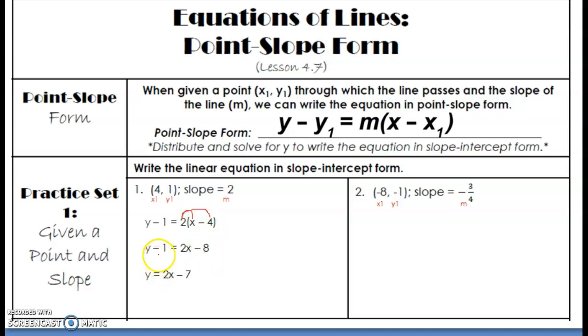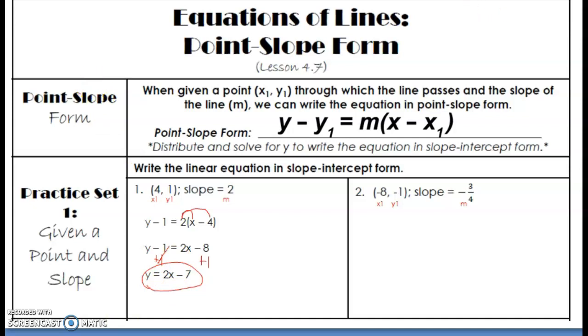Last step, to get y by itself, to make it look like slope-intercept form, y equals mx plus b, we add 1 to both sides. And I add it to the thing that does not have x, because those are the like terms. When I add 1 to negative 8, I get negative 7. So our final answer is y equals 2x minus 7.